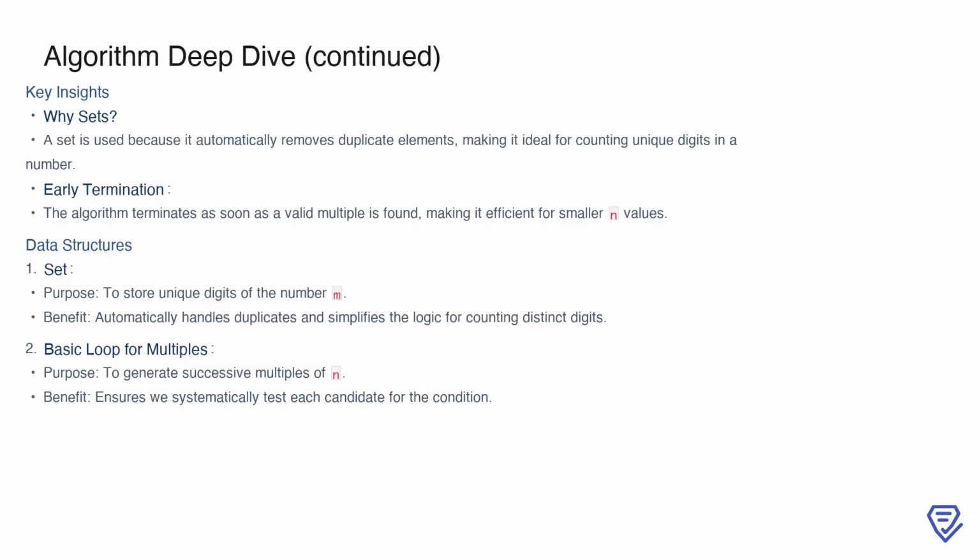This makes the check for two distinct digits not only straightforward but also efficient. Another important observation is that the algorithm terminates as soon as a valid multiple is found, which is particularly advantageous for smaller values of n. Regarding data structures, the set is our primary tool for handling unique digits, while a basic loop generates the successive multiples of n systematically. Together, these ensure the algorithm is both simple and effective.